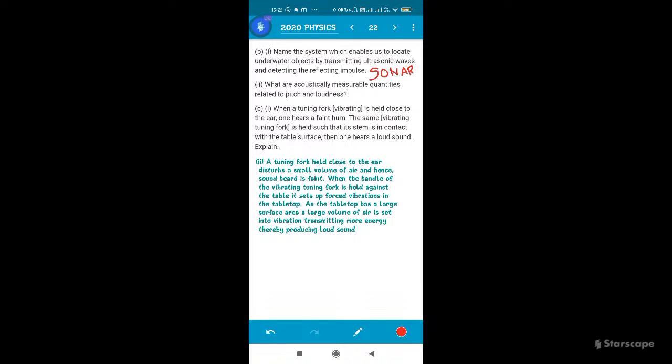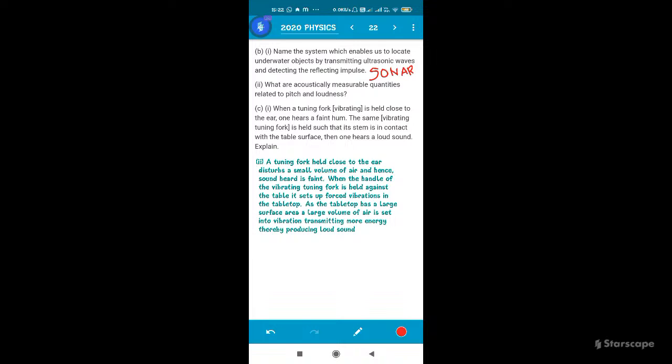Now your next question is, what are the acoustically measurable quantities related to pitch and loudness? You must have studied the three characteristics of sound, that is pitch, loudness and quality or timbre. And these are all subjective quantities. That means they can vary from person to person. For example, a sound which might not seem loud enough for the new generation can be irritating and loud enough for people who are a little old, right? So these change from person to person, so they are called subjective quantities. In our question, we have to say the measurable or objective quantities related to these characteristics.